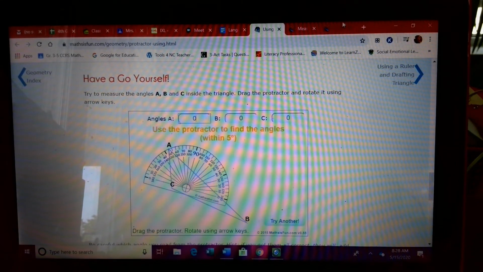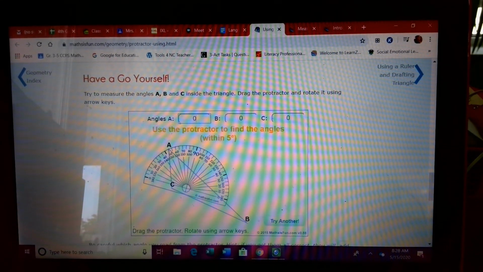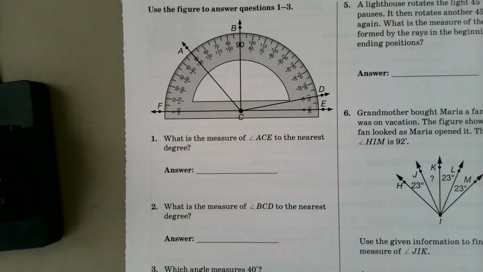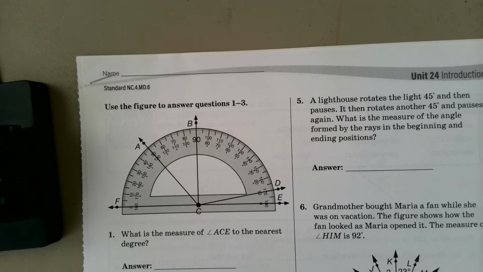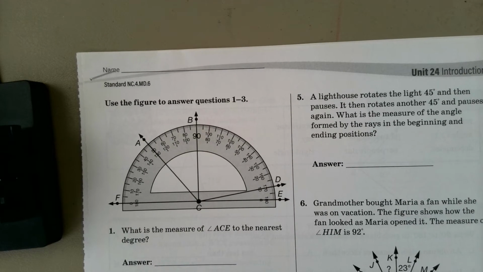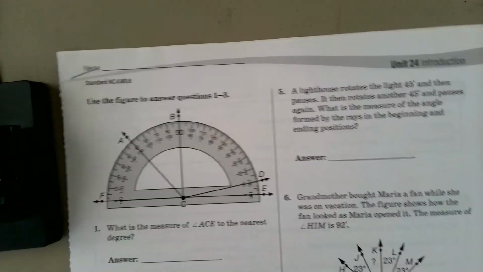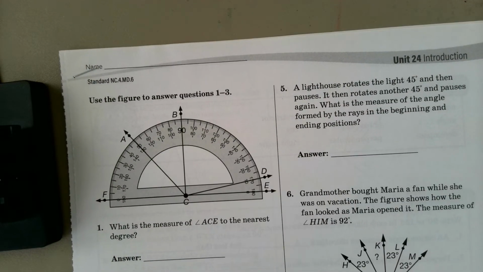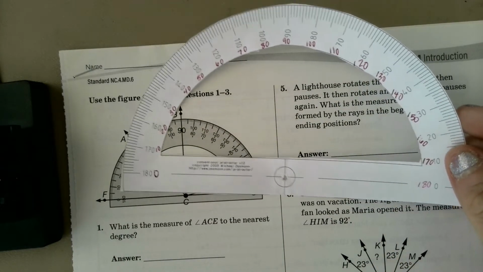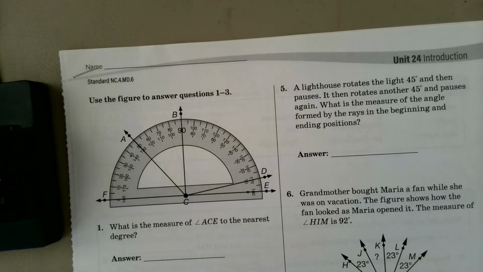All right, so now we're going to look at our introduction. We are looking at Unit 24, Introduction. This is how to measure angles using a protractor. We did give you a protractor to cut out. I did label this protractor. I will show you.